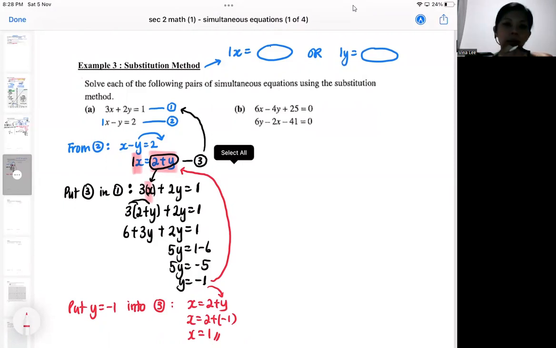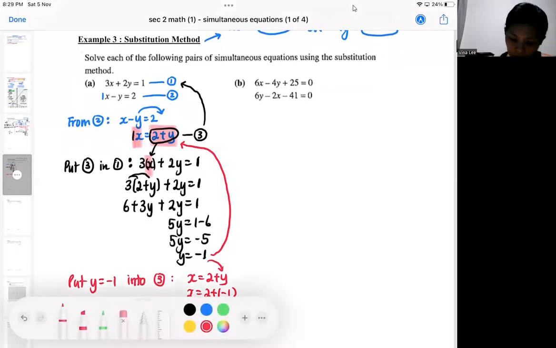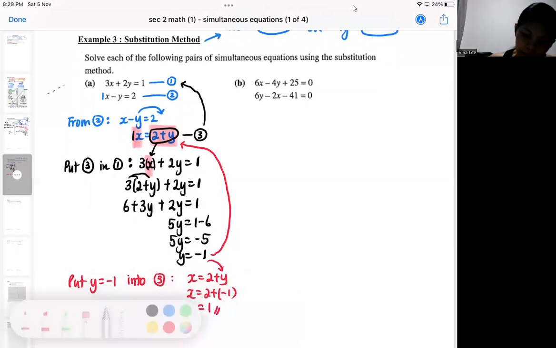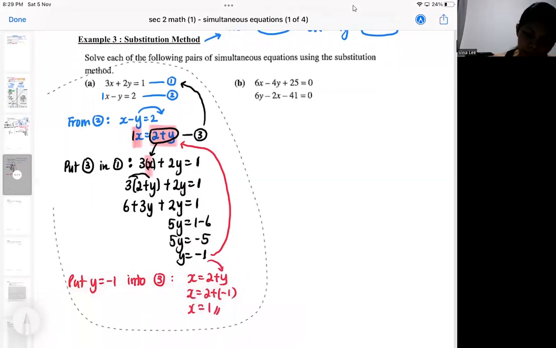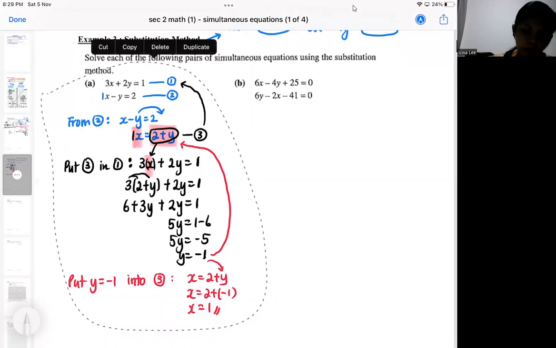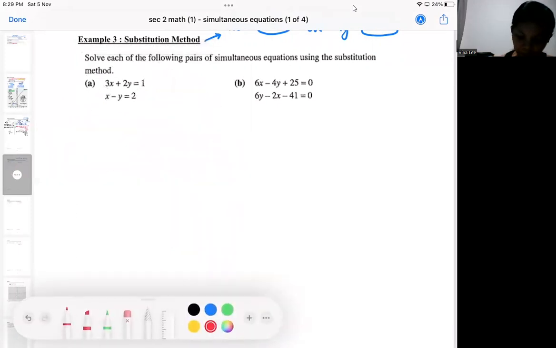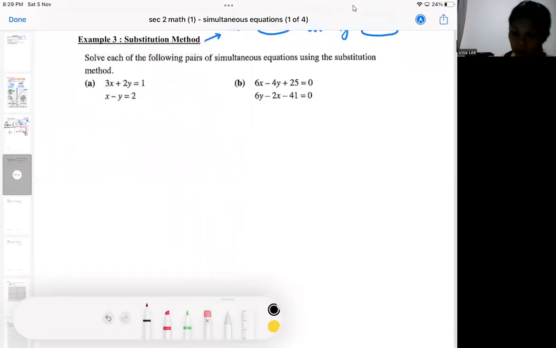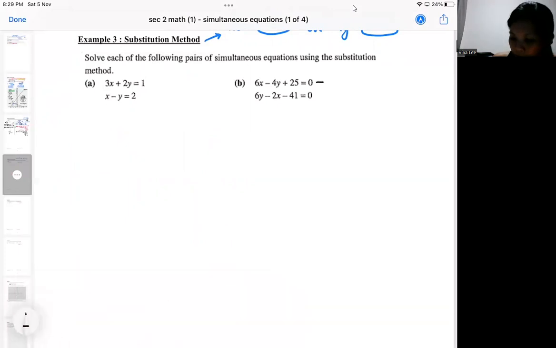I'm going to erase this part. Make sure you understood it. You can pause the video first before you go to part B. So I'm going to repeat exactly the same thing on part B. But part B looks harder. Again, it doesn't matter. Let me label the equation first. So always label the equation.